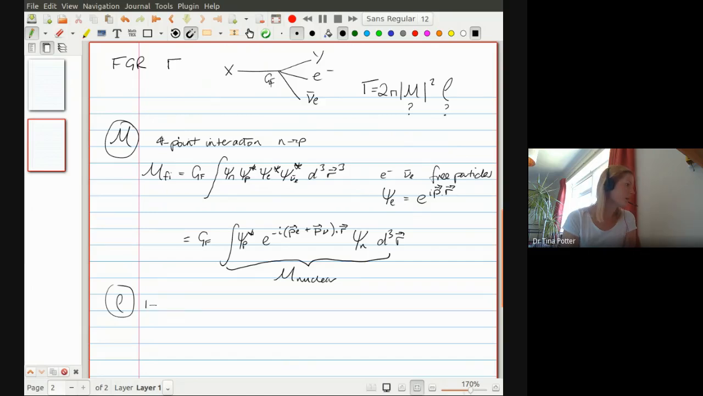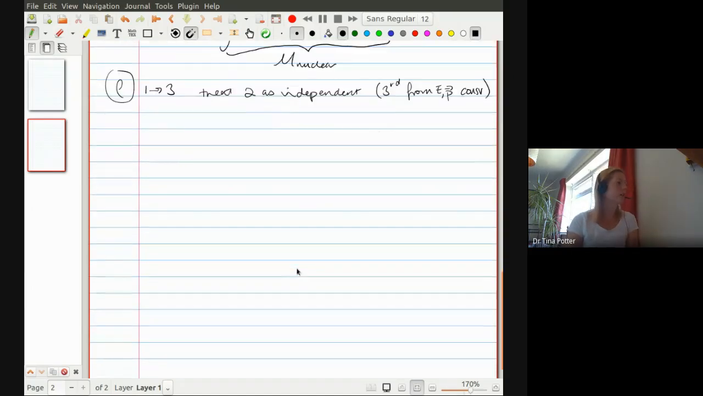So this is one particle into three again. So we've got a three-body final state. So we're going to treat two as independent, and we can have the third from energy and momentum conservation. So let's have a look at this. I'll try and keep my writing a little bit neater.